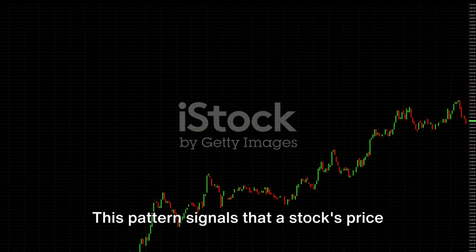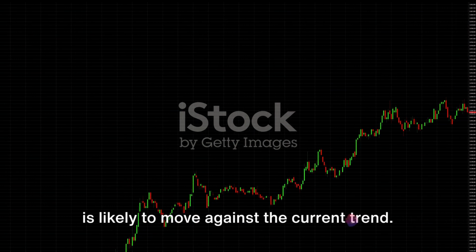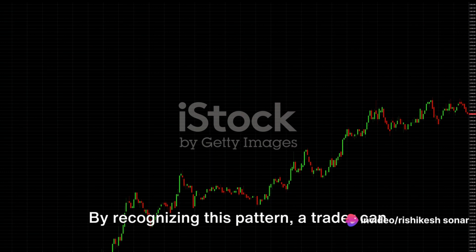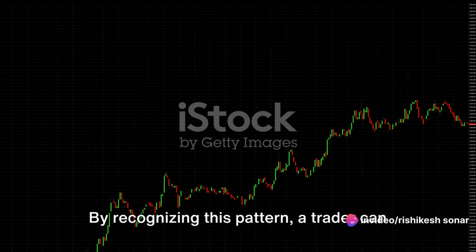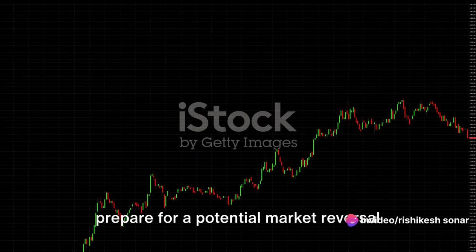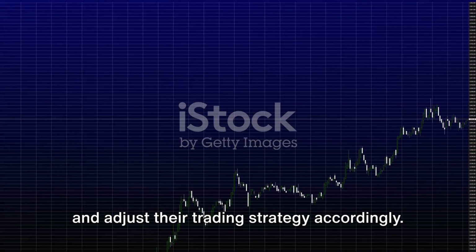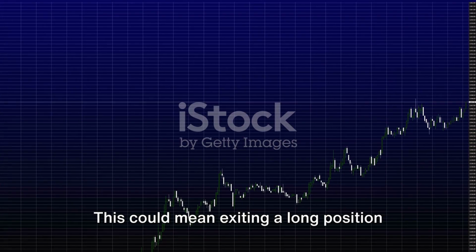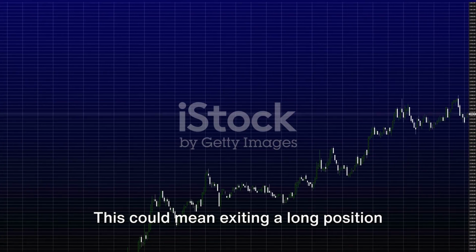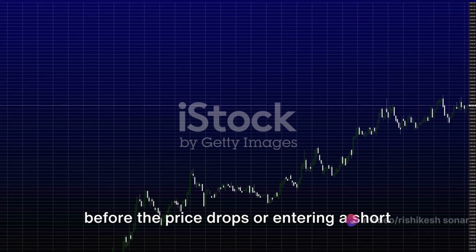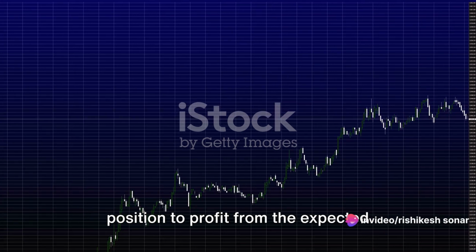Consider the head and shoulders pattern, a classic example of a reversal pattern. This pattern signals that a stock's price is likely to move against the current trend. By recognizing this pattern, a trader can prepare for a potential market reversal and adjust their trading strategy accordingly. This could mean exiting a long position before the price drops or entering a short position to profit from the expected downward move.